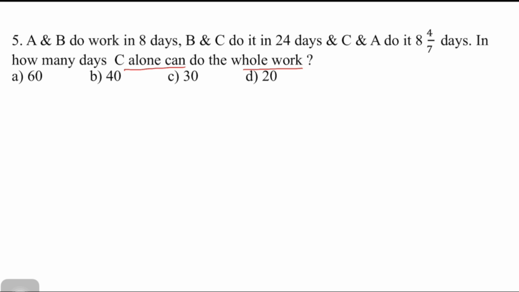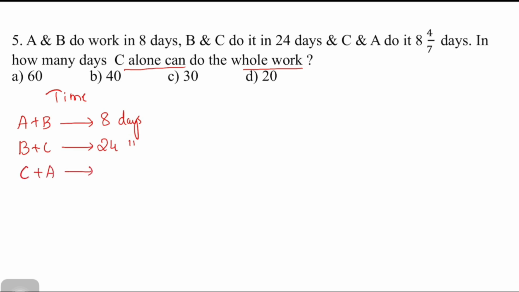So, what all have they given? A and B together will do the work in 8 days. B and C together will do it in 24 days. And C and A together will complete the work in 8 4/7 days, which is nothing but 8 times 7 is 56, plus 4, 60/7 days.